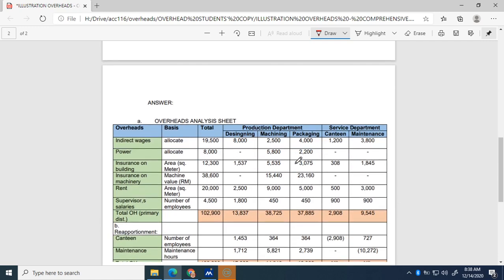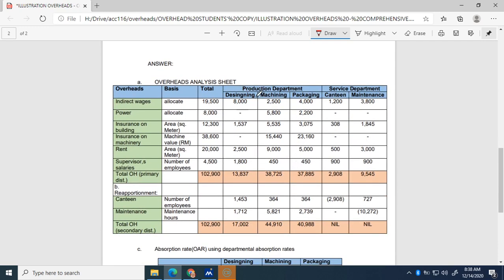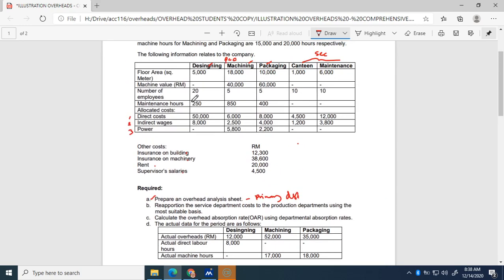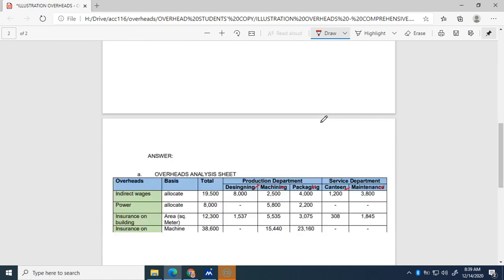We have the production cost centers here: designing, machining, packaging, and the service cost centers, canteen and maintenance. For the first overhead cost, we refer to the allocated cost given. The allocated cost given is direct cost. Direct cost is not overhead. Overhead is all indirect cost, so direct cost is not included in the overhead analysis sheet. The first item is indirect wages because this is an indirect cost. So this is overhead, and we just take all the amounts given here and put them in the overhead analysis sheet.